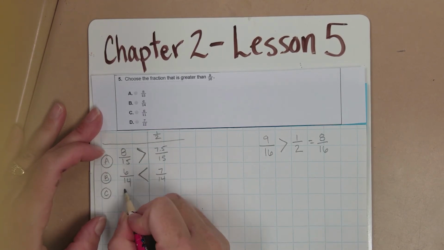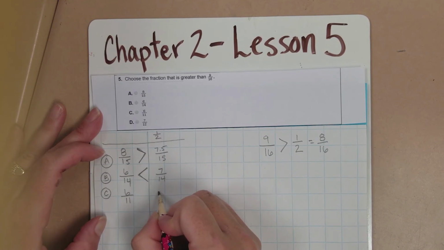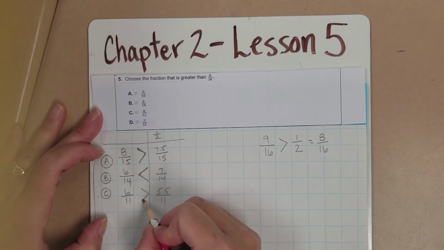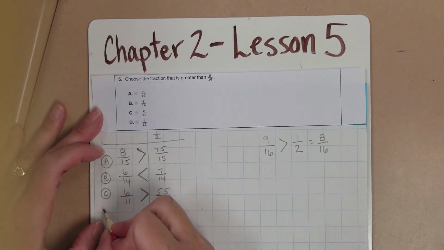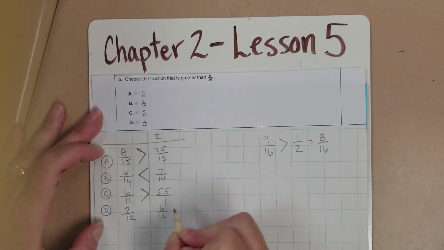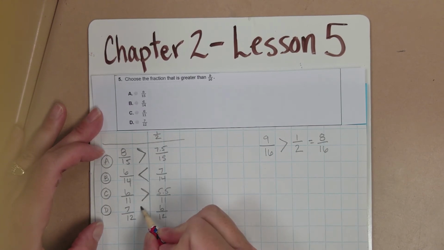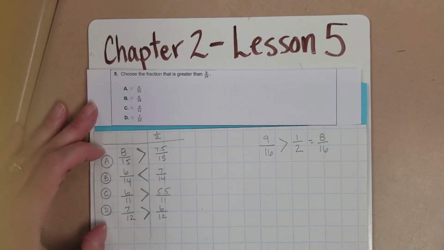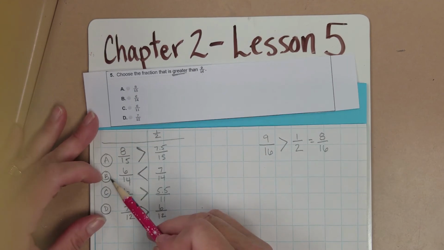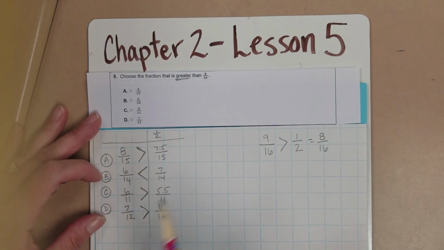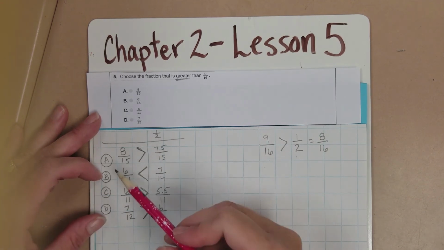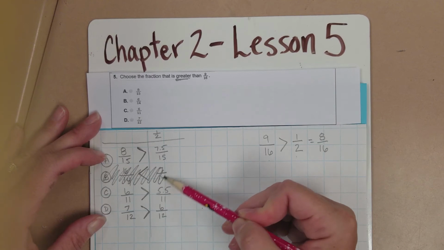C, 6/11. 5.5/11 is 1/2. So 6/11 is greater than 1/2. D, 7/12. Well, 6/12 is 1/2. So 7/12 is greater than 1/2. All right. Now we're looking for a fraction that is greater than 9/16. Well, B can't be greater than 9/16 because 9/16 is greater than 1/2 and 6/14 is less than 1/2. So answer B is not going to work.